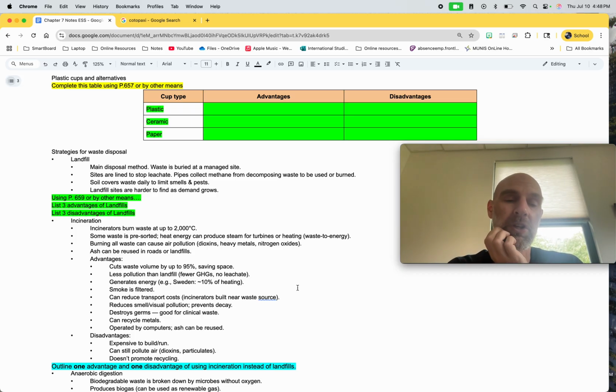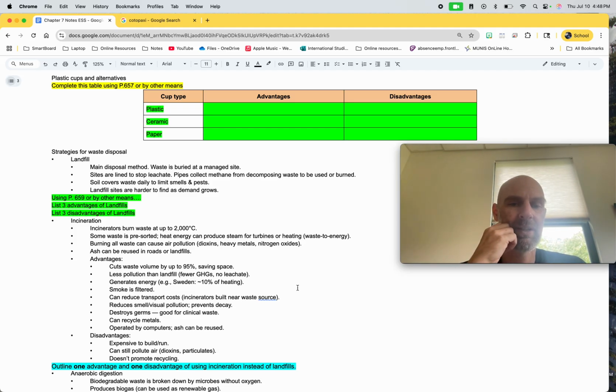Interesting, right? So you can take that ash and reuse it in roads. That's actually pretty cool. Advantages: cuts waste volume by up to 95%, saving space. Less pollution than landfills, fewer greenhouse gases and leachates. Doesn't leach into the groundwater.